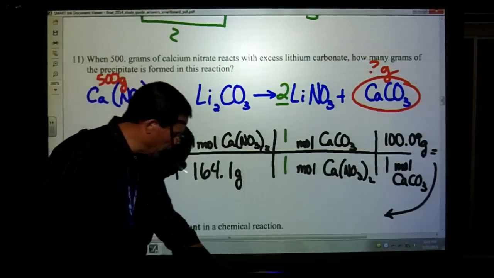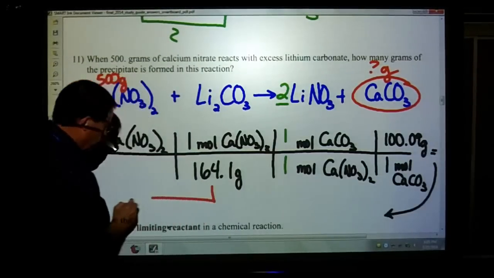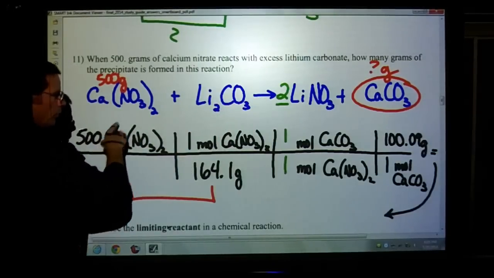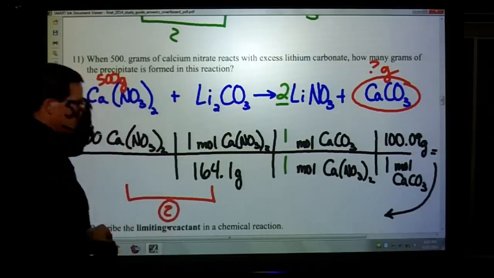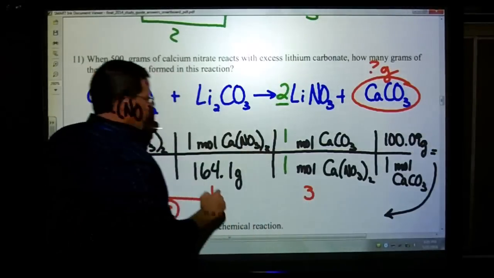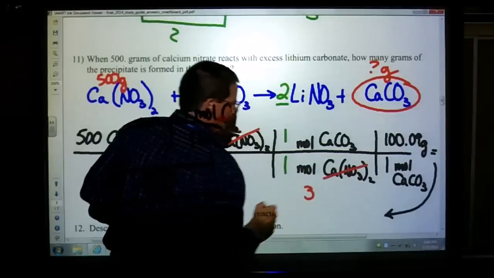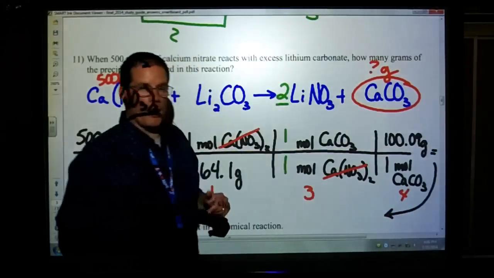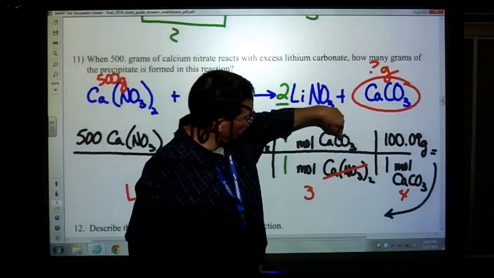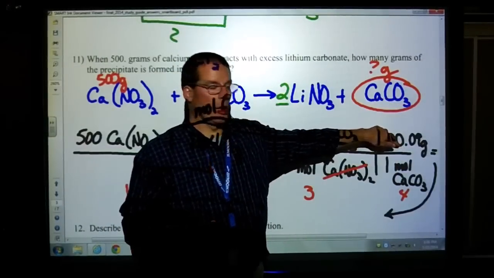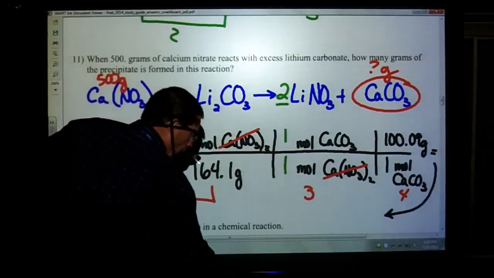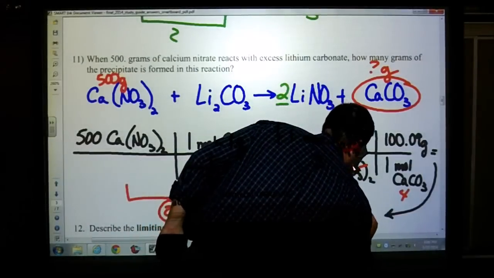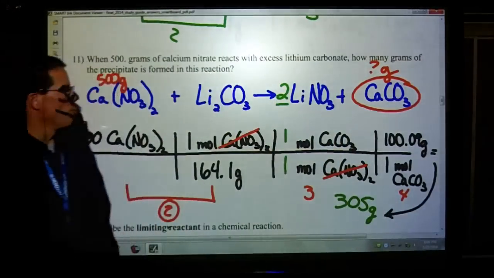So again, breaking this down. That's step 1, writing a balanced equation. Step 2, changing what was given into moles. Step 3 is using the mole ratio, getting rid of the moles of the calcium nitrate to get moles of what we're looking for. Step 4 is converting to the desired unit. And in this case, we want to get rid of the moles of calcium carbonate and get grams of calcium carbonate. So let's calculate and find out how many grams of calcium carbonate is formed in this reaction. There are 305 grams of calcium carbonate formed in this reaction.